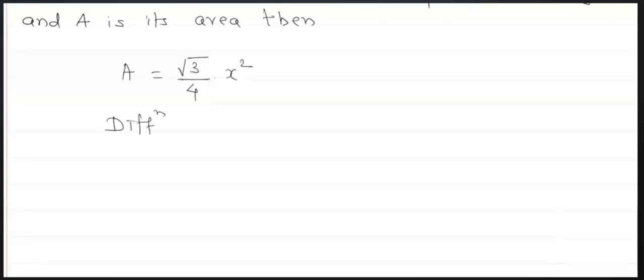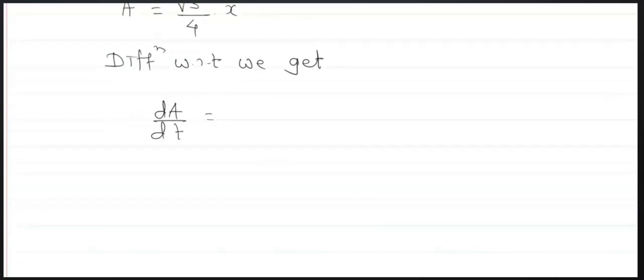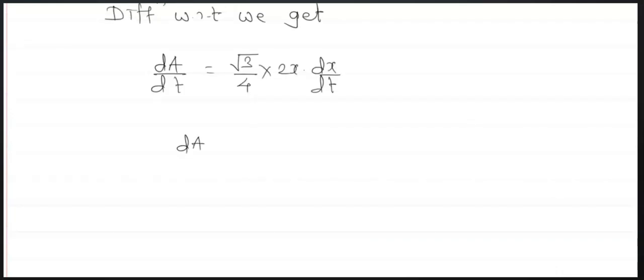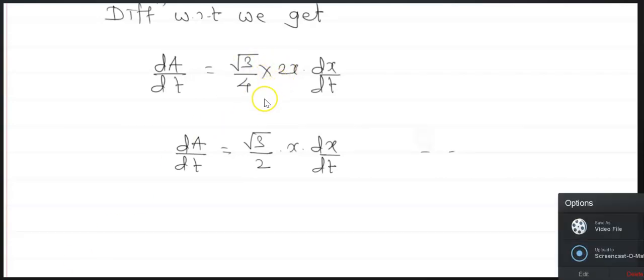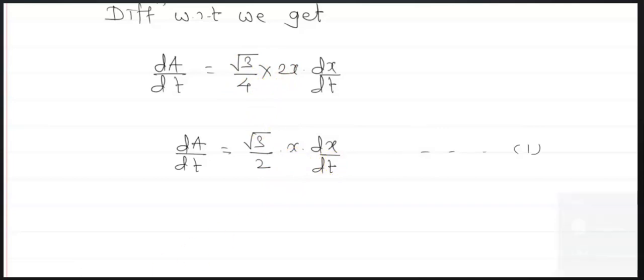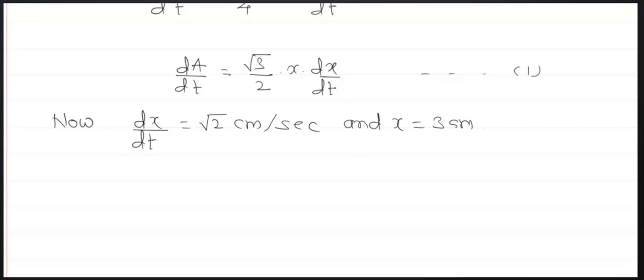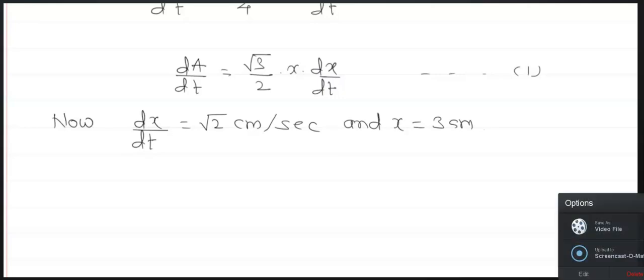Now differentiate this with respect to t. Therefore, dA upon dt is equal to root 3 by 4 into 2x into dx upon dt. If you simplify this, you will get dA upon dt is equal to root 3 upon 2 into x into dx upon dt. Now dx upon dt is root 2 centimeter per second. x is equal to 3 centimeter.